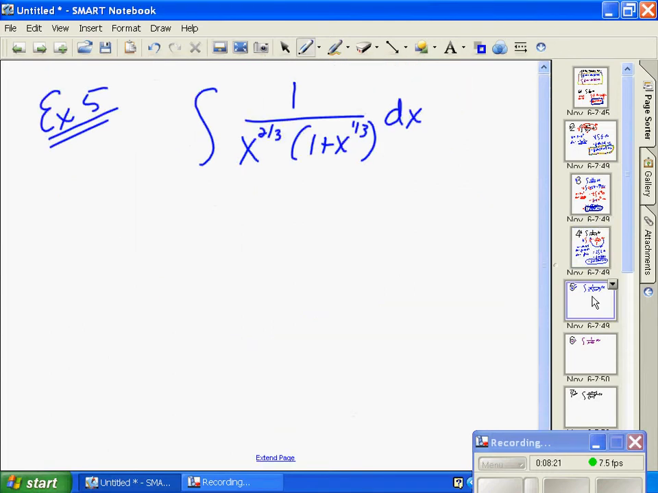Okay, example 5, very similar to what I just did. You might want to think about splitting up your fraction. The integral of 1 over x to the 2/3 times 1 over 1 plus x to the 1/3.